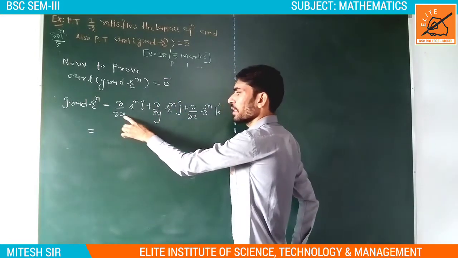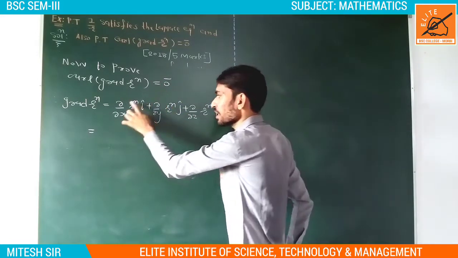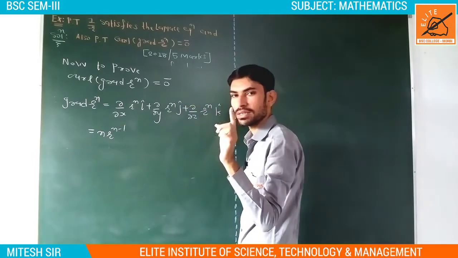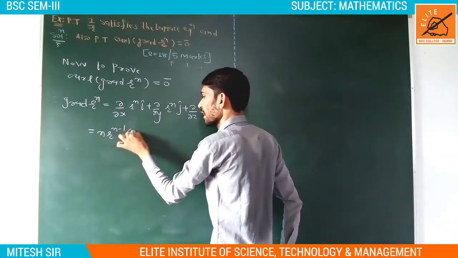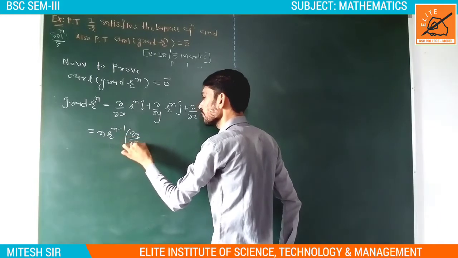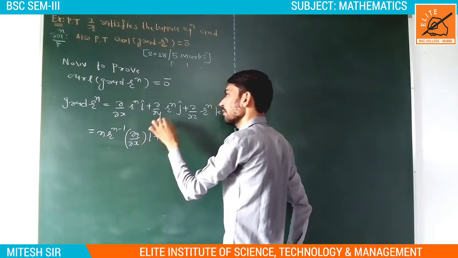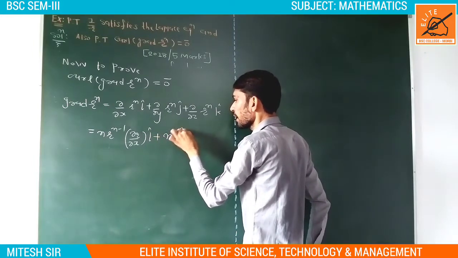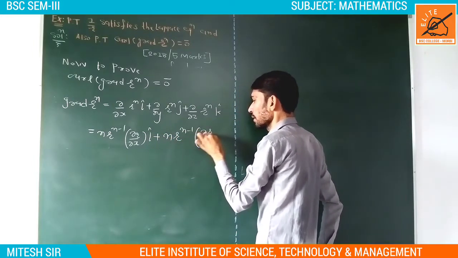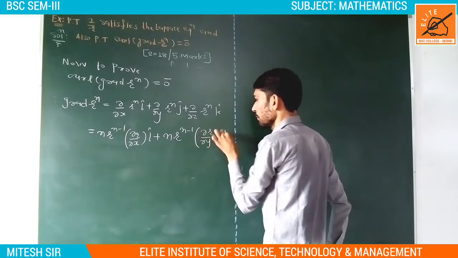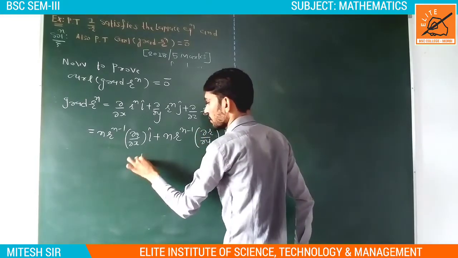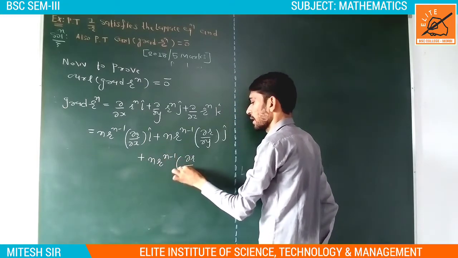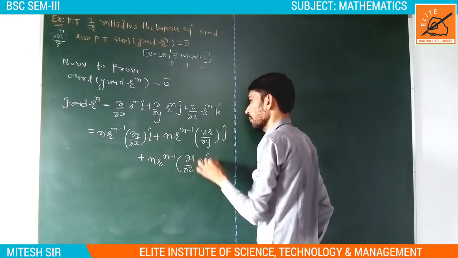Now we do partial derivative of r raised to n with respect to x. The derivative of r raised to n will be n r raised to n minus 1, and then beside it comes del r by del x into i cap. Similarly with respect to y and with respect to z. So n r raised to n minus 1 del r by del y into j cap plus n r raised to n minus 1 del r by del z into k cap.